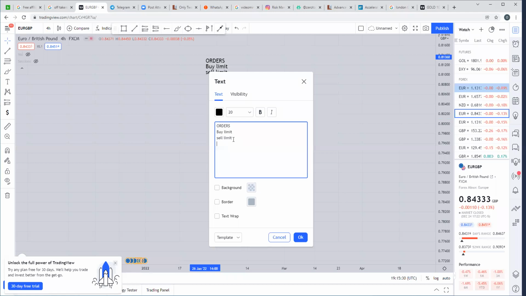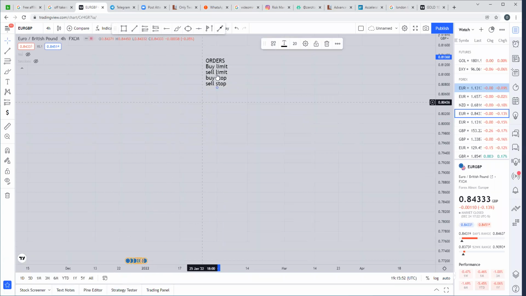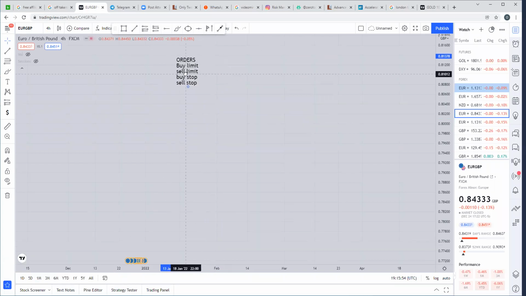So today we're talking about orders: buy limit orders, buy stop, and sell stop. After I'm done with this, we move to the intermediate training. So these are the orders we have in the market.